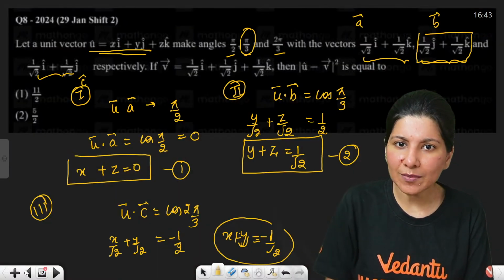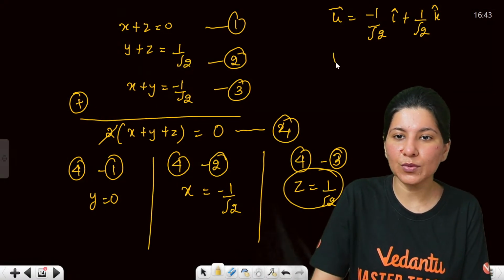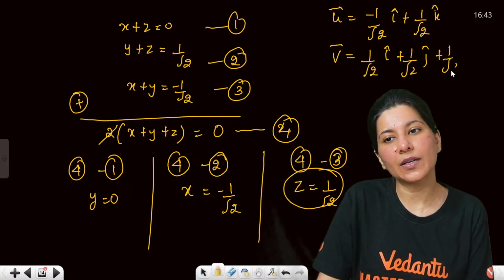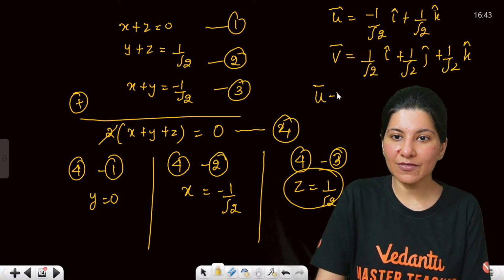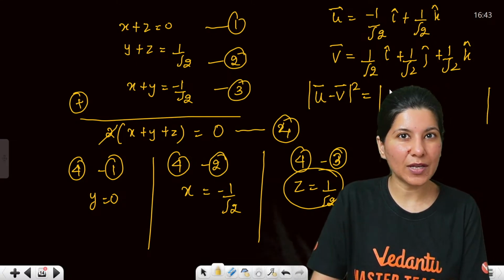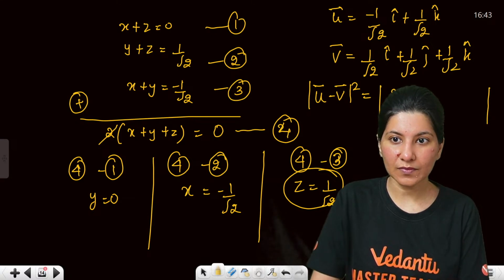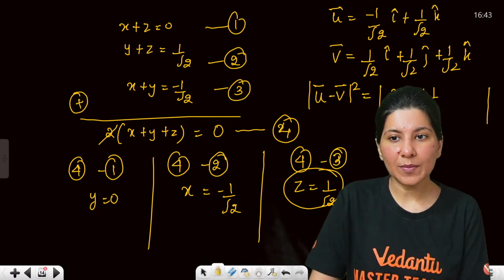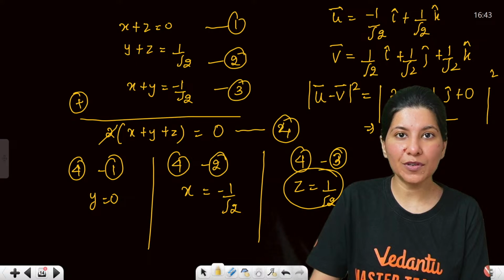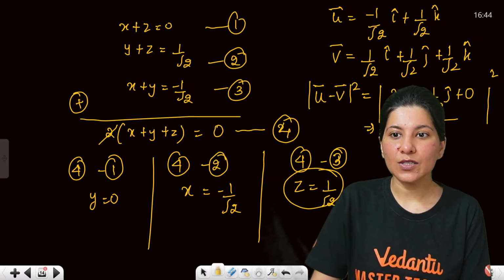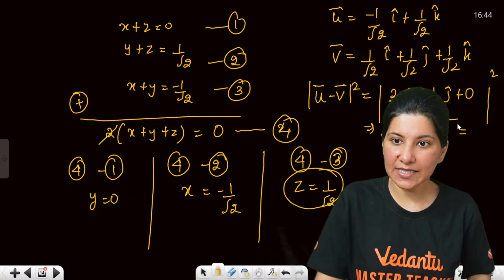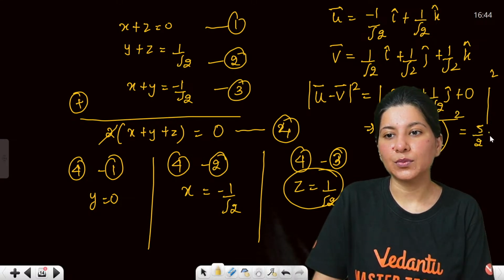What about V vector? Let me just check. V vector they have given as 1 by root 2, 1 by root 2, 1 by root 2. So 1 by root 2 i cap plus 1 by root 2 j cap plus 1 by root 2 k cap. Now U minus V squared is what you are looking for. So subtract: minus 1 by root 2 minus 1 by root 2 is minus 2 by root 2 i cap, minus 1 by root 2 j cap, and 0 k cap. So this is going to become the square root of 4 by 2 plus 1 by 2, and squared it gives 5 by 2, the correct answer.